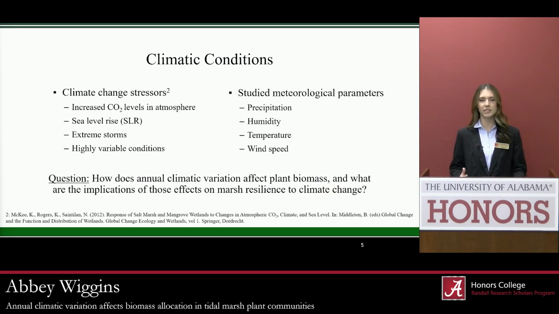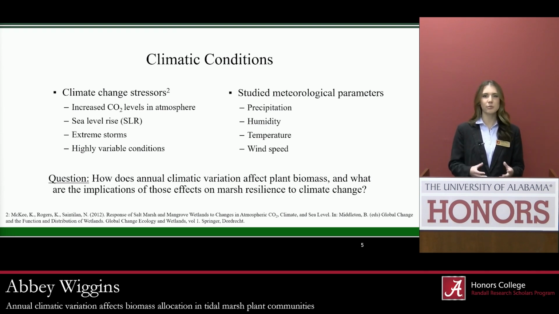And so with climatic conditions, some of the climate change stressors that we're expecting to see in future years and that we're currently seeing are increased CO2 levels in the atmosphere, which contributes to global warming, which then can increase the sea level and contribute to sea level rise, which is a particularly tough stressor on tidal wetlands because they are coastal habitats. We also expect to see more frequent extreme storms and then more highly variable climatic conditions. So we expect ambient conditions to become more deviant from ambience.